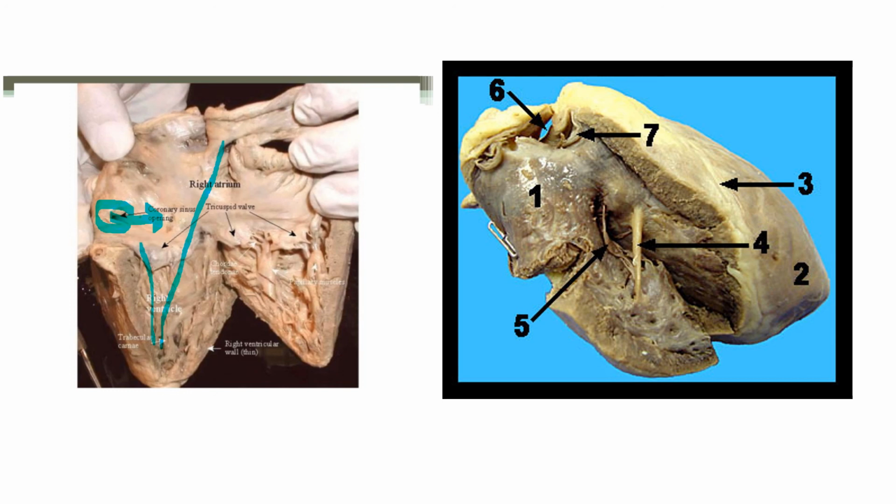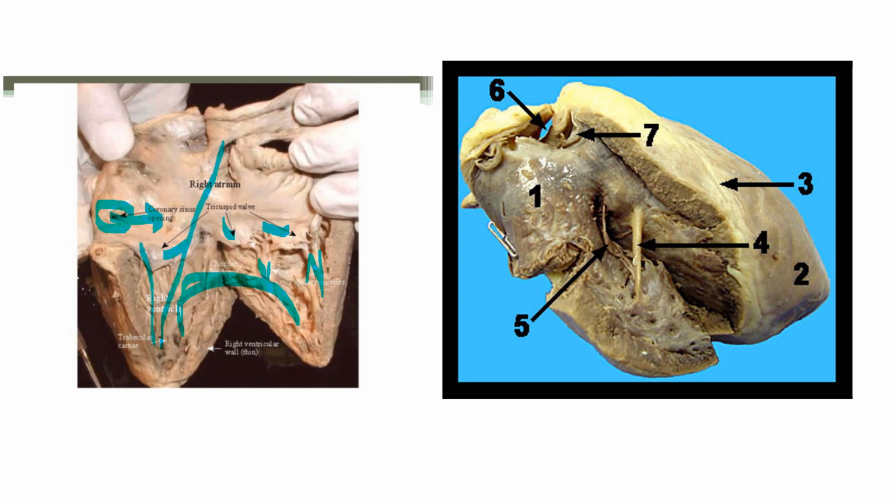So this whole space here is showing you the trabeculae carneae and papillary muscles that would be in the right ventricle. And this is showing you the tricuspid valve.